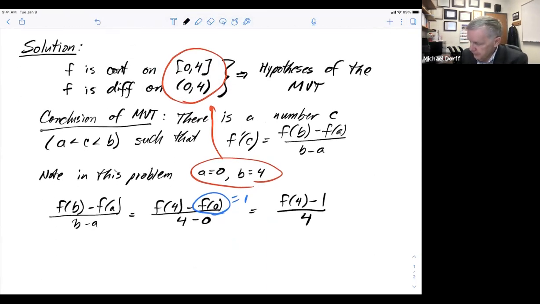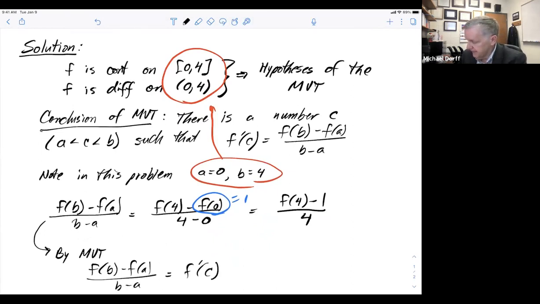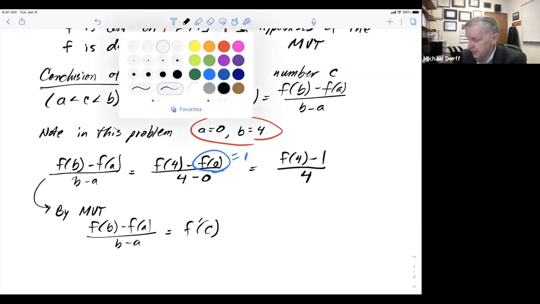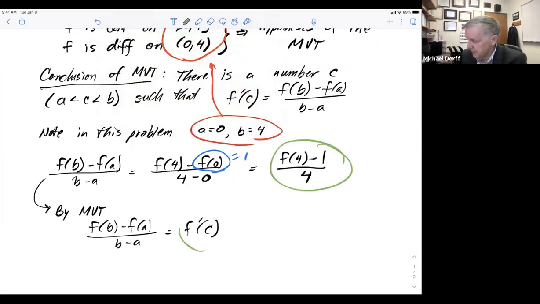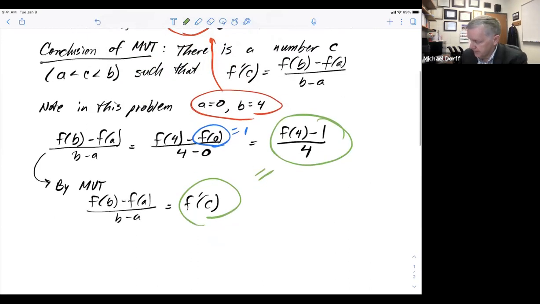All right. So by the mean value theorem, f of b minus f of a over b minus a is going to equal the derivative at c. So we can take these two parts, and they have to be equal to each other. In other words, there's a c value such that f prime of c is going to equal f of 4 minus 1 over 4.